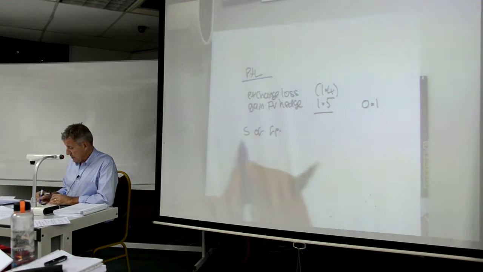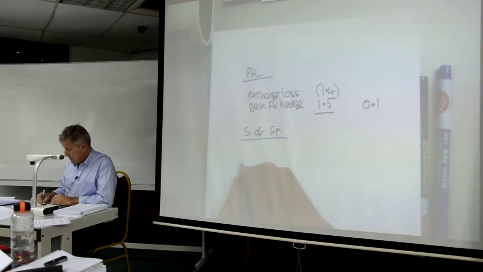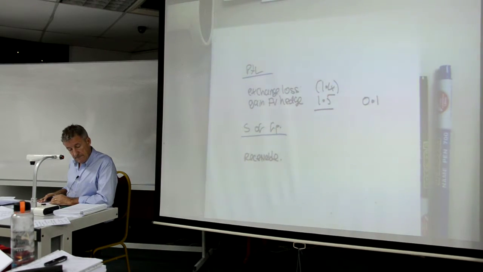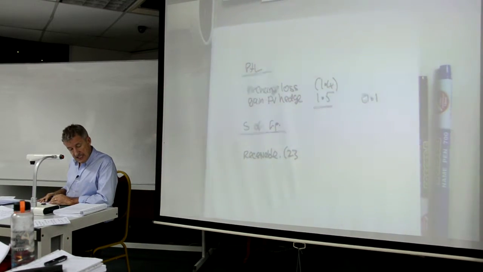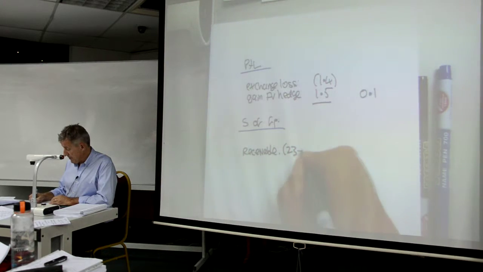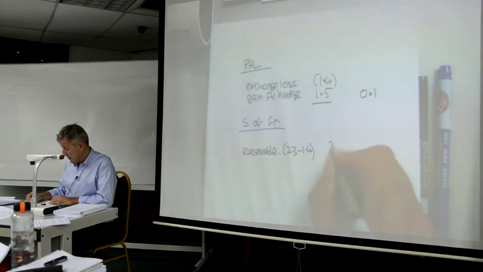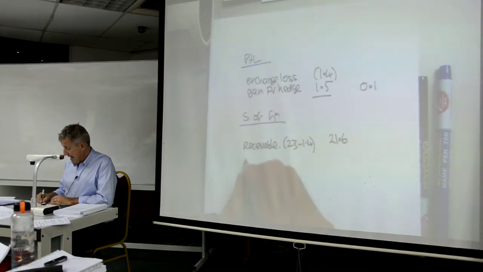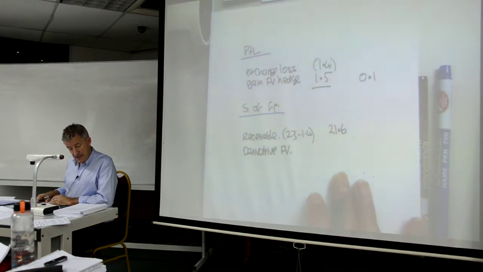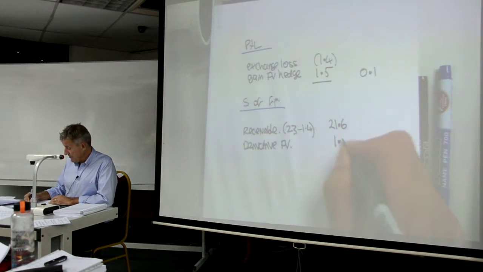And in your statement of financial position, you would have a receivable which had been retranslated. I'm assuming that would have been 23, and you have got a loss on that of 1.4. So you've got a receivable there, presumably of 21.6. And then you have a derivative at fair value, and that derivative is at fair value at 1.5.